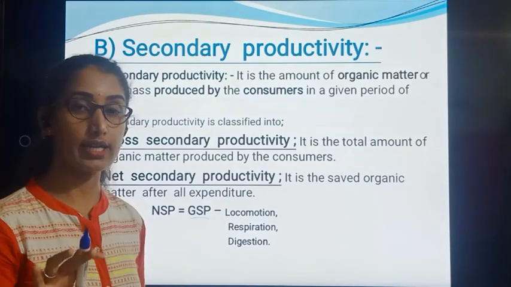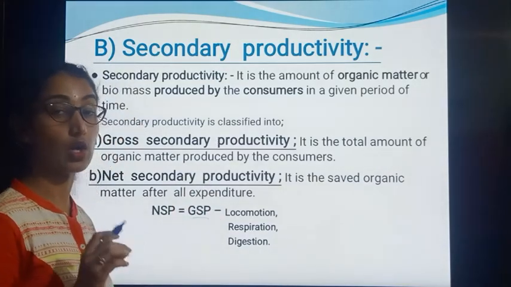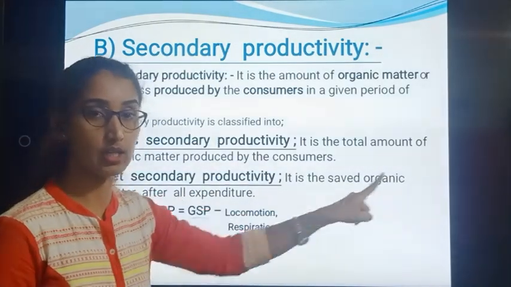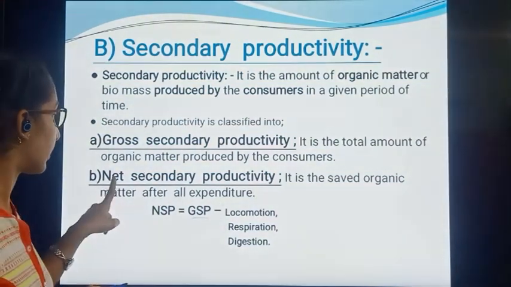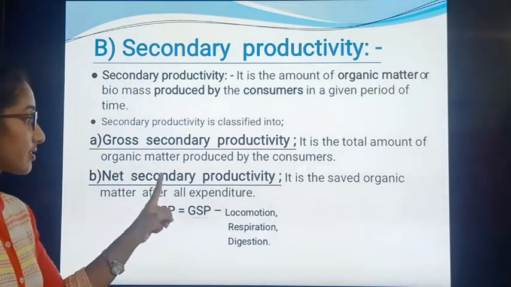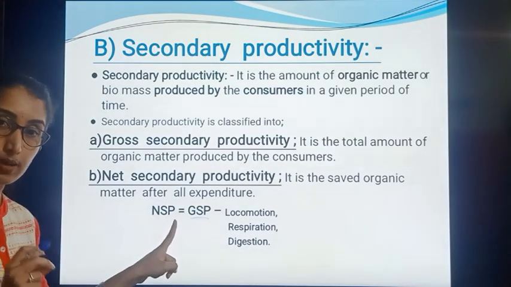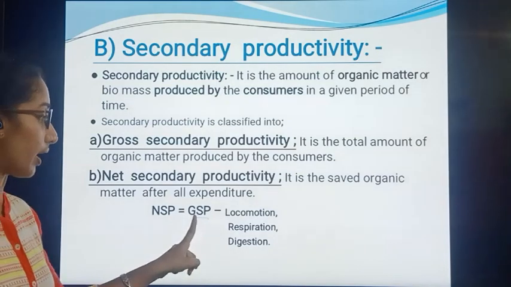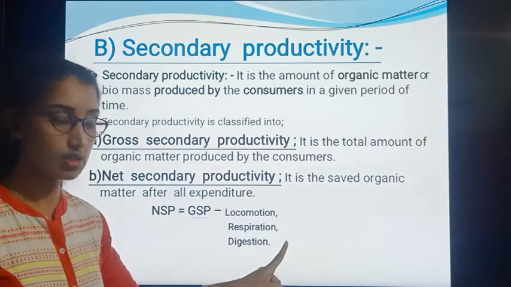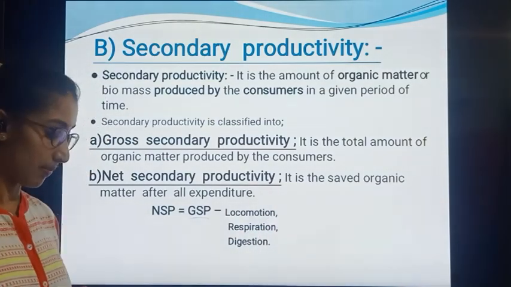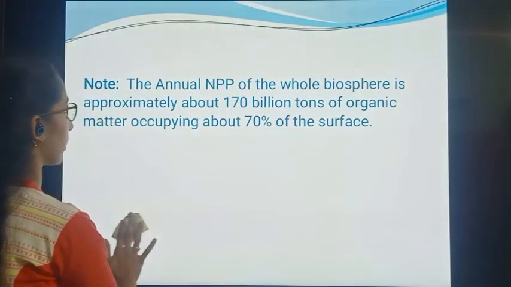After all that expenditure, the remaining or saved organic matter is what we call net secondary productivity. That means net secondary productivity can be calculated as gross secondary productivity minus locomotion, respiration and digestion. That is how we obtain the net secondary productivity.